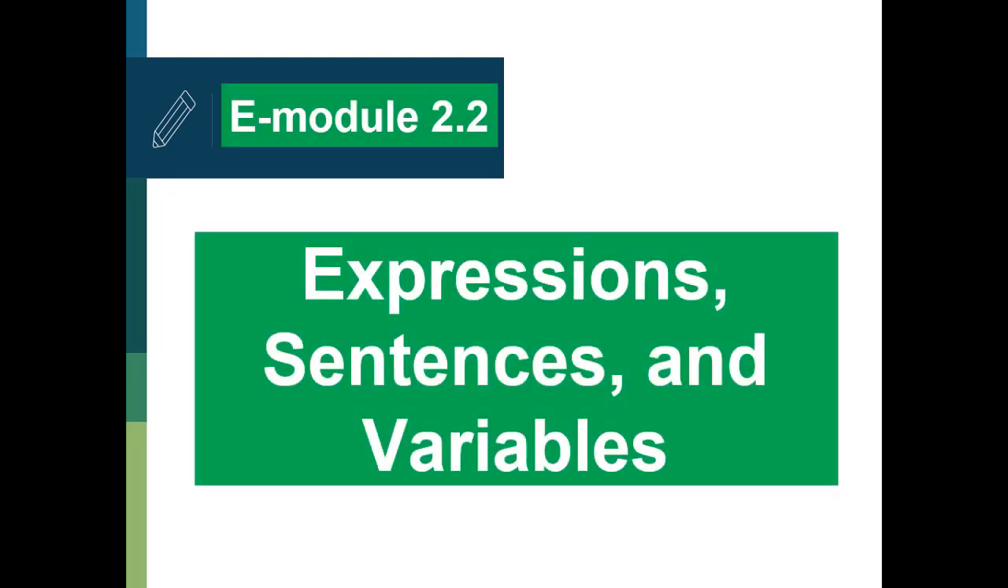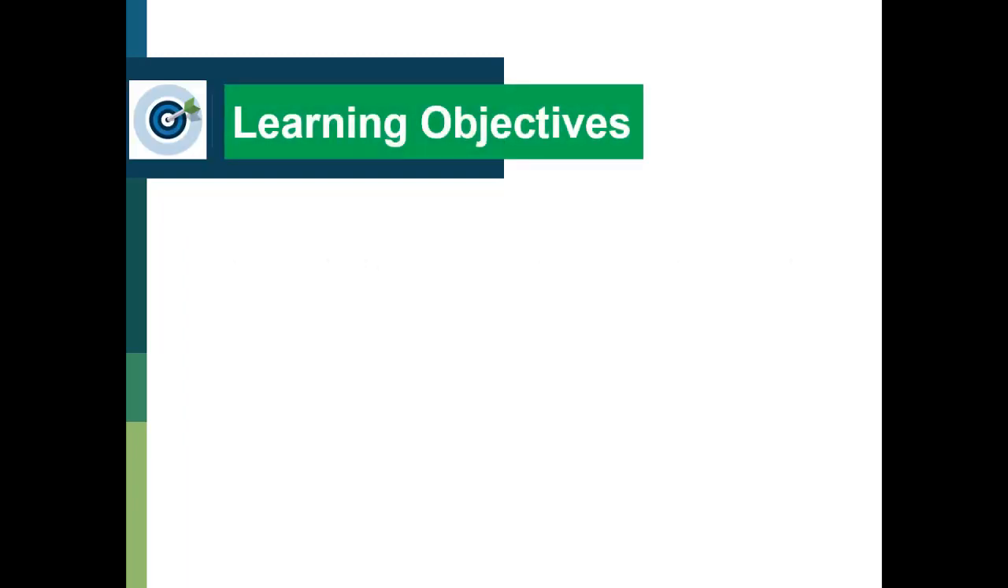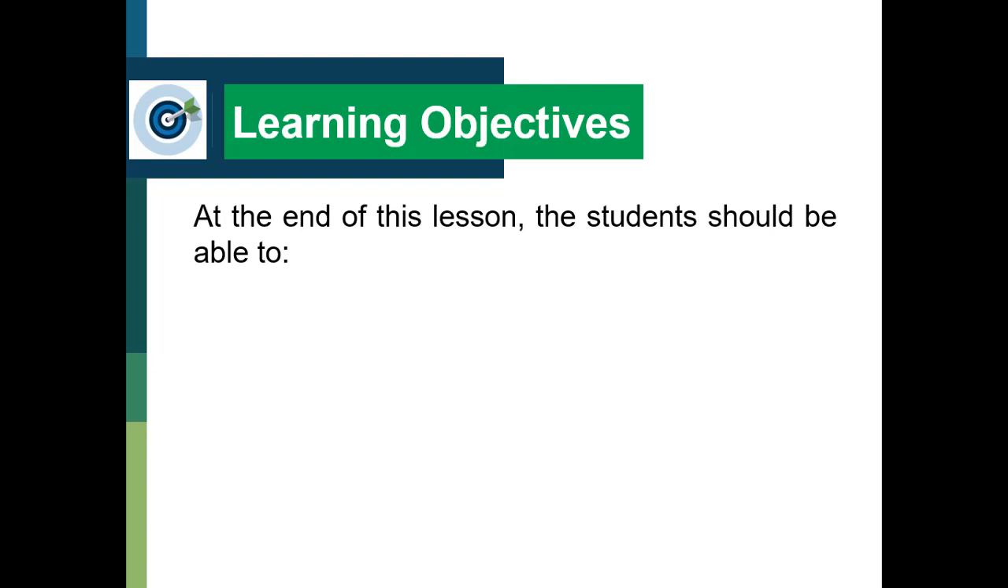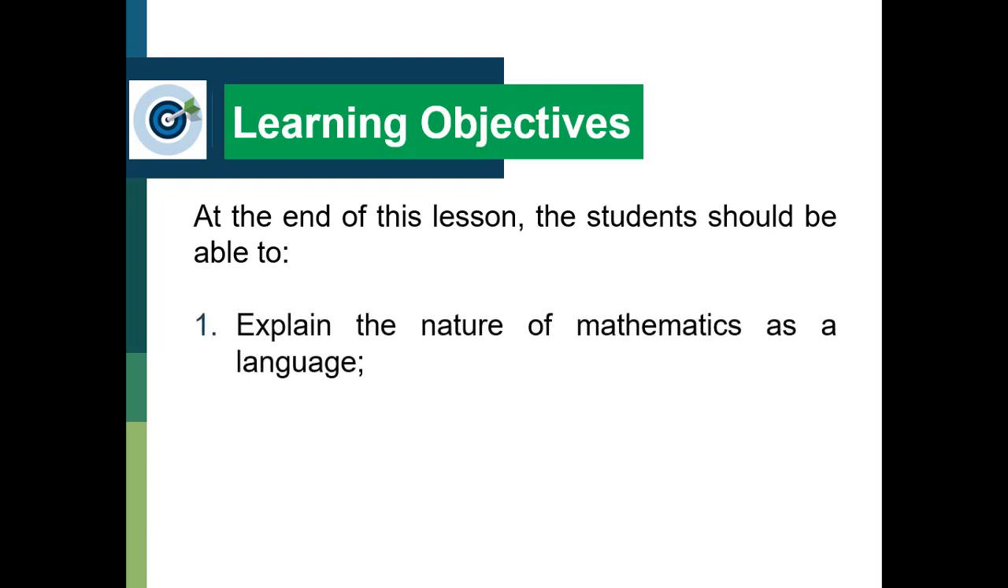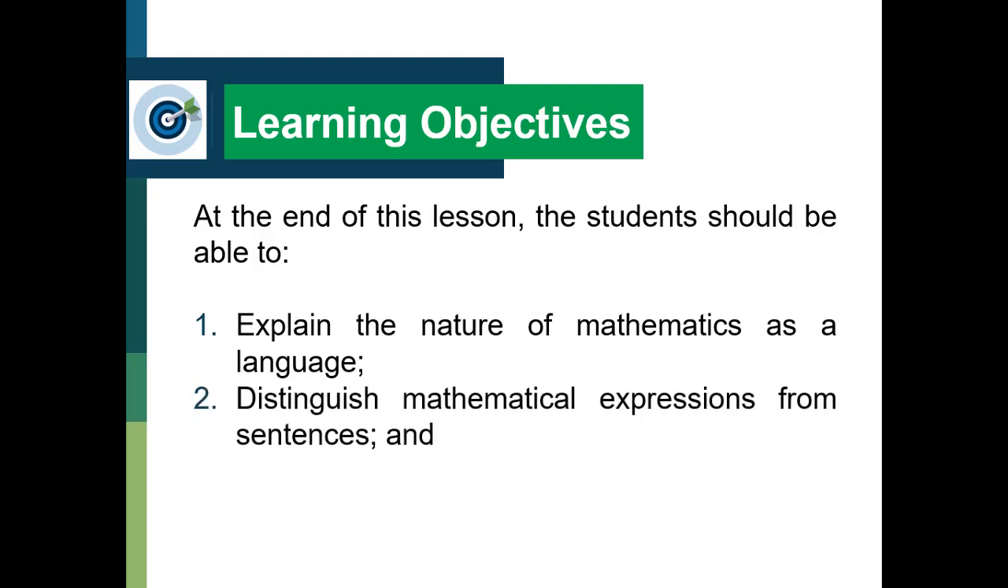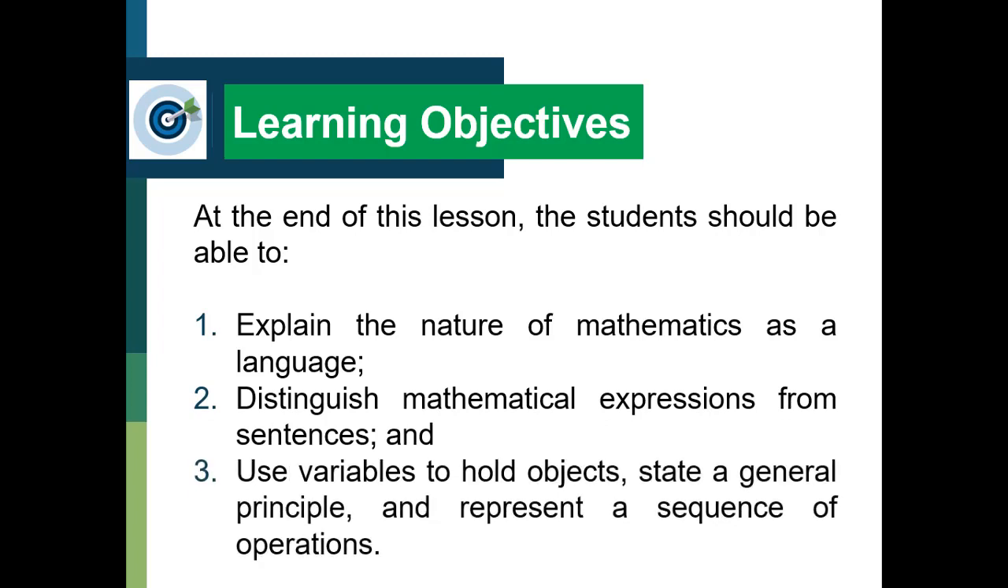This time we'll be discussing E-module 2.2, Expressions, Sentences, and Variables. For the learning objectives, at the end of this lesson, the student should be able to explain the nature of mathematics as a language, distinguish mathematical expressions from sentences, and use variables to hold objects, state a general principle, and represent a sequence of operations.